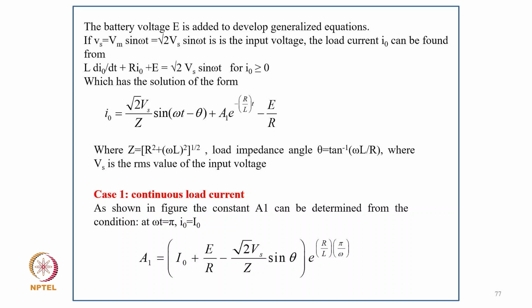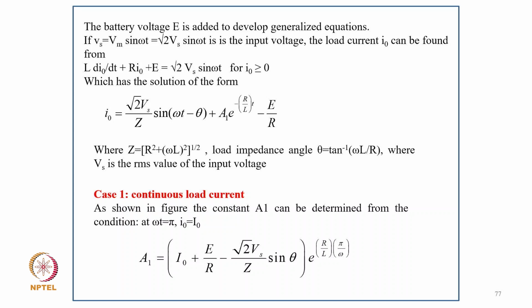The load current I0 can be found from L di/dt + Ri + E = √2 Vs sin ωt for i greater than 0, which has the solution in the form of i0 = (√2 Vs/Z) sin(ωt − θ) + A1 e^(−R/L t) − E/R, where Z = (R² + ω²L²)^(1/2) is the load impedance, and the load impedance angle θ = tan⁻¹(ωL/R), where Vs is the RMS value of the input voltage.